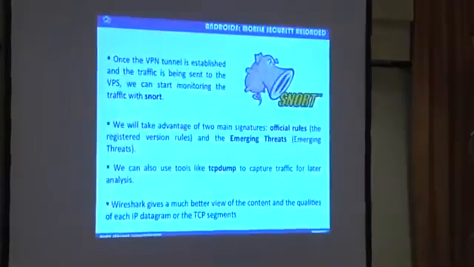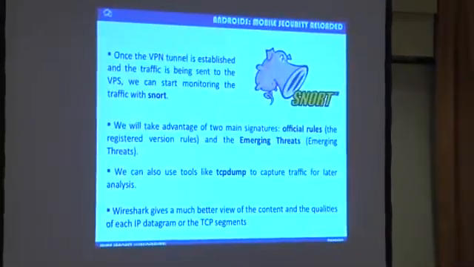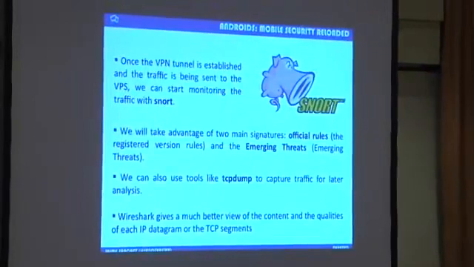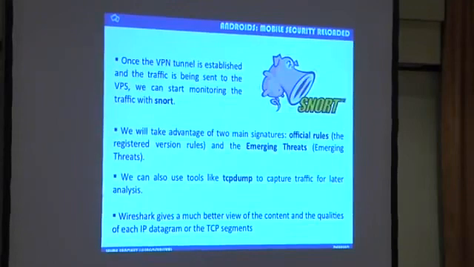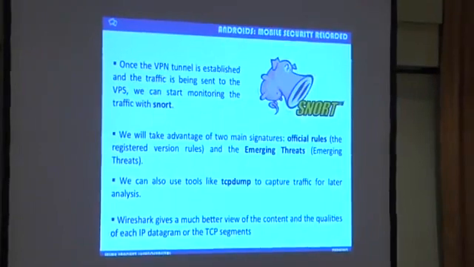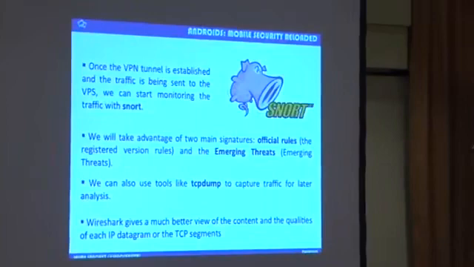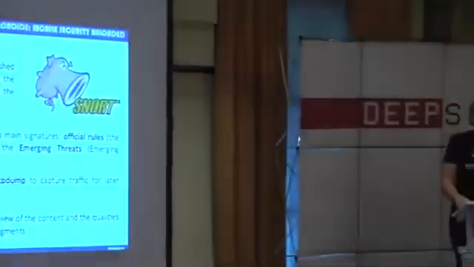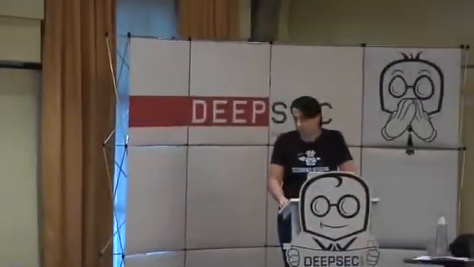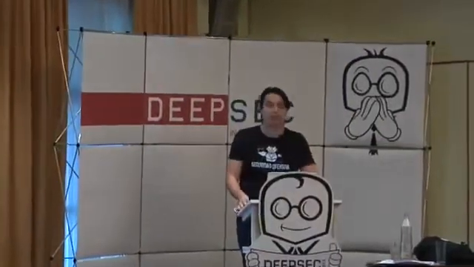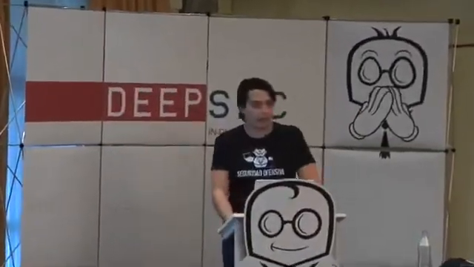And once the VPN tunnel is established, we can begin analyzing all the traffic that our mobile phone is sending. So I tried to get the two base signatures. The first one was the official one of Snort, and the second one is Emerging Threats. And I used some programs like tcpdump and Wireshark to have a complete preview of all the data that was being sent. But I failed because there is a problem.